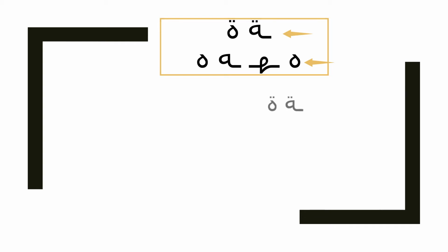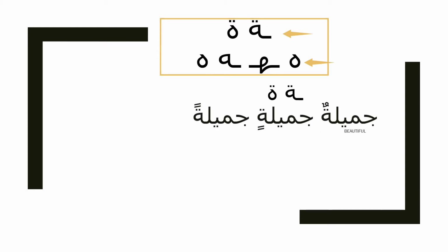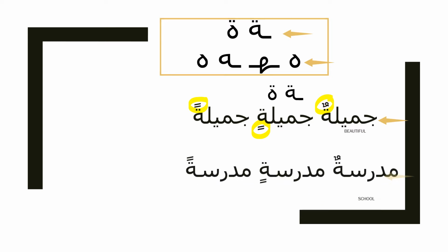So really quick, if you want to know it's Ta Marbuta, not ha, you just pronounce one of the nouns, one of the adjectives. Let's say Jamila. Let's add tanween to Jamila. Jamilatun, Jamilatin, Jamilatan. So if you hear ta sound, then it's Ta Marbuta. Let's do another one. Madrasa. Madrasatun, Madrasatin, Madrasatan. So you can add tanween or you can add any of the short vowels.